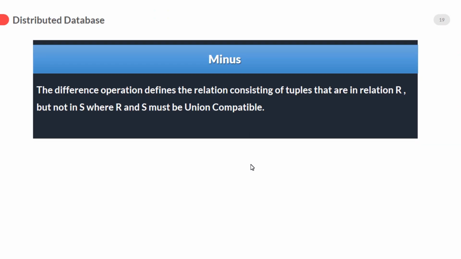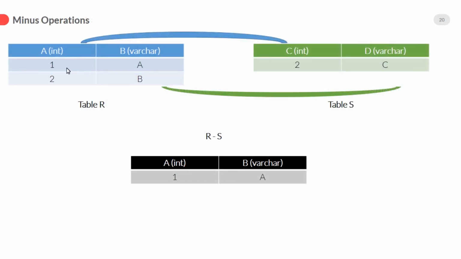And the next operation is the minus operation. The minus operation displays a result consisting of tuples that are not in the second relation. The difference operation defines a relation of tuples that are in relation R but not in S, where R and S must be union compatible. So R minus S is only 1, because 2 minus 2 is nothing and 1 remains. Here is the R minus S result in the black table.